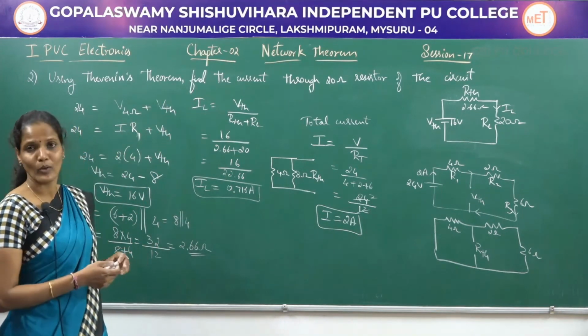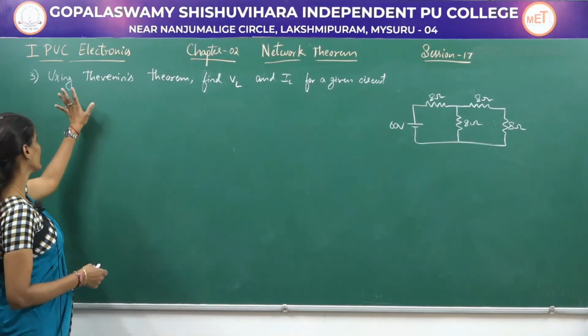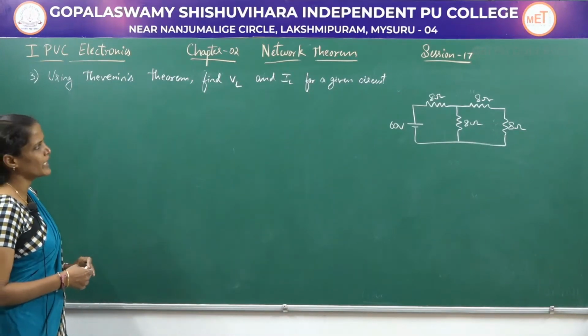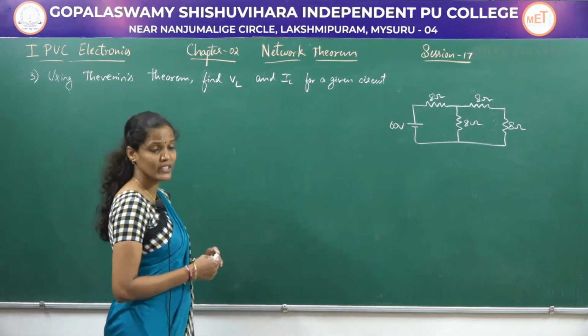Find the current through 20 ohm resistor. This is the next problem. Using Thevenin's theorem, find VL and IL for the given circuit.